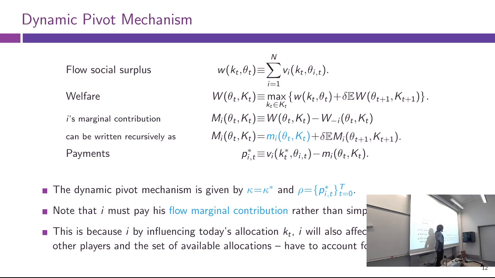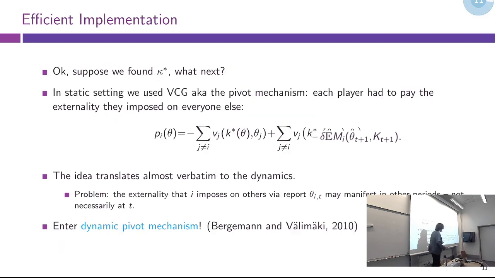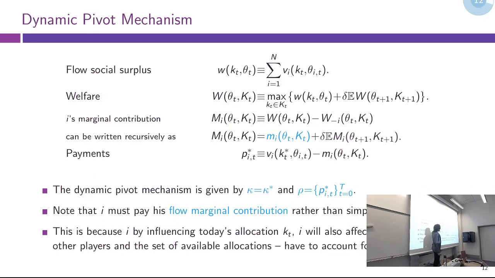So we will say that player I at time t must pay their own utility minus, and receive, their flow marginal contribution. So just to clarify, this differs slightly from the way we wrote it for VCG. The reason is, in VCG, we only took the sum of all other players' utilities. Here, with welfare, we take the sum of all players' utilities, always. So both in big W and in big W minus I.